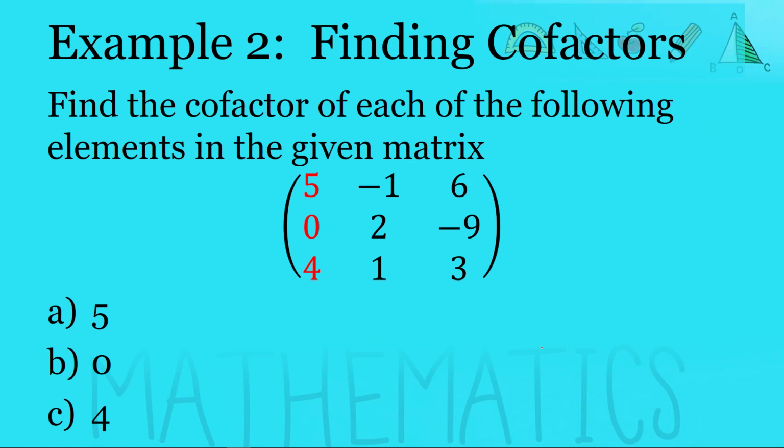So how do we find cofactors? Here we want to find the cofactors of 5, 0, and 4, basically these values right here. Notice that 5 is in column 1 and row 1, so this is A11.